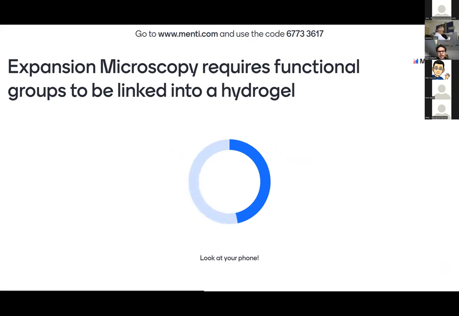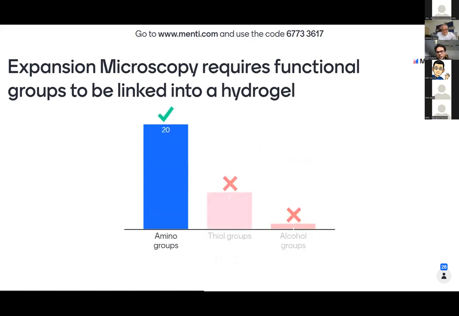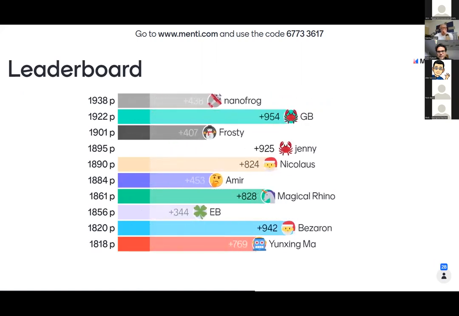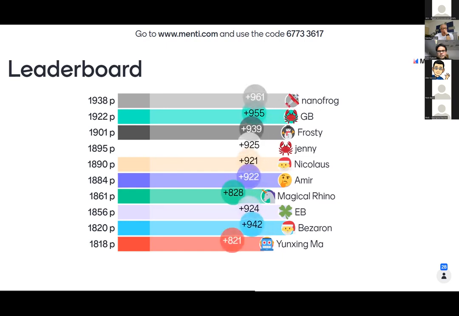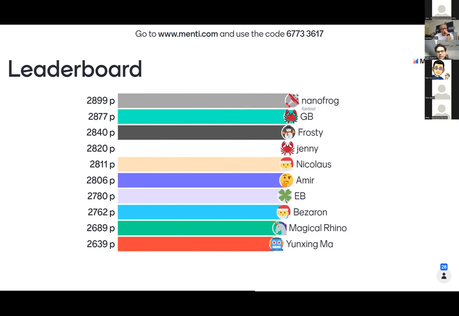Expansion microscopy requires functional groups to be linked into a hydrogel. Amino groups, thiol groups, alcohol groups. Yes, if you are not a chemist, this might be a bit tricky, but if you listened to the presentation, this should be easy. Wow, about 20 correct answers. And let's see who is leading the race. It's getting a bit close. All our top 10 are very close, within 200 points. So still anyone can win, and NanoFrog is maintaining the lead.